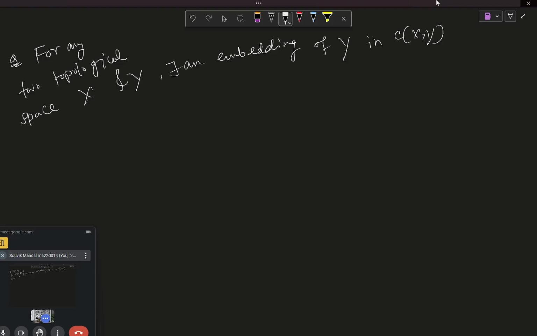What is the question? For any topological spaces X and Y, there exists an embedding of Y inside C(X, Y). That means Y can be embedded inside C(X, Y). You need to find g such that g is an embedding, that is, Y is homeomorphic onto its image g(Y). So how to do it?